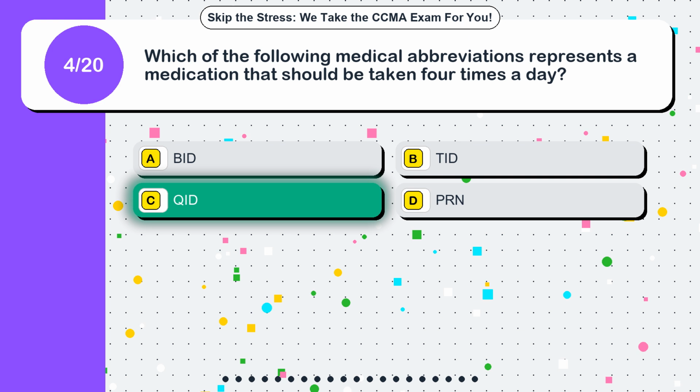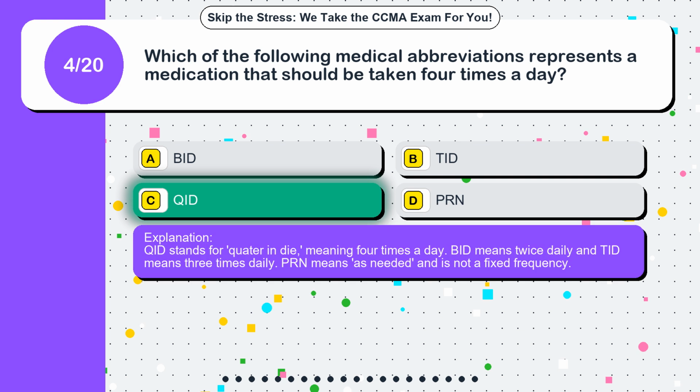QID. QID stands for quater in die, meaning 4 times a day. BID means twice daily and TID means 3 times daily. PRN means as needed and is not a fixed frequency.